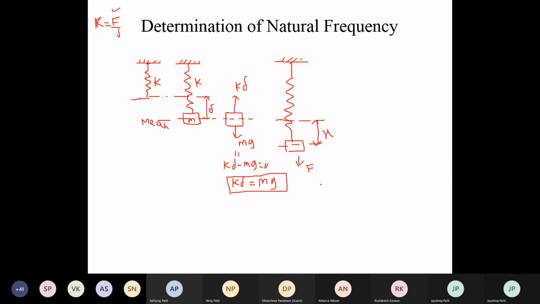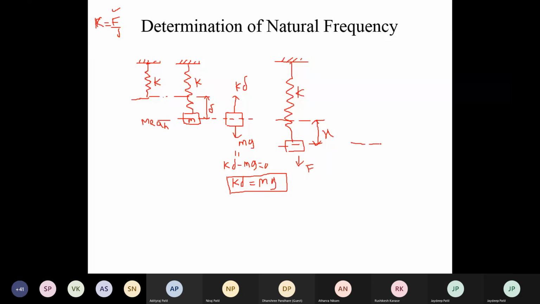Released, but it is at an extreme position. When we apply the force at the end of the mass, this third diagram is your extreme position. After that, you release the force and it vibrates up and down. The deflection x is the deflection due to the force, and in that case the stiffness is K.